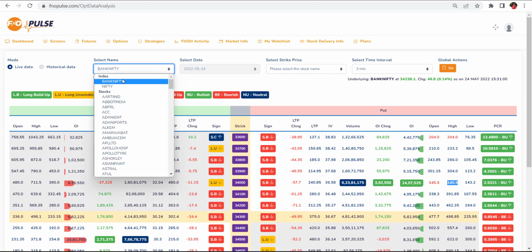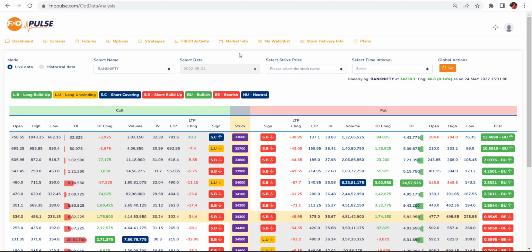In the same way you can do it for Nifty and stocks. In the beginning, concentrate on any one, Bank Nifty or stocks. Concentrate on one sector and start making a profit. There are many more screens available. I will explain all those screens in the upcoming days.